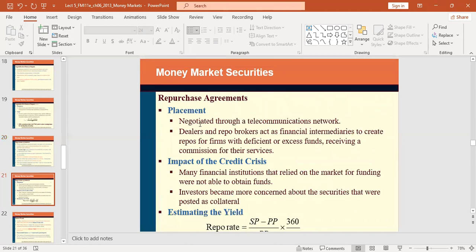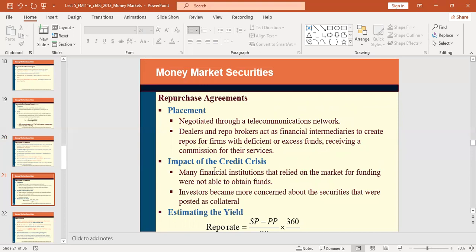So a repurchase agreement can also be negotiated in terms of how it is bought and sold. It can be negotiated through a telecommunication network, through just a simple click. You can get it placed, or it can be through the dealers and repo brokers. You can approach them, and they will act as financial intermediaries to create the repo for firms with deficient or excess funds. So either directly or go through an intermediary.